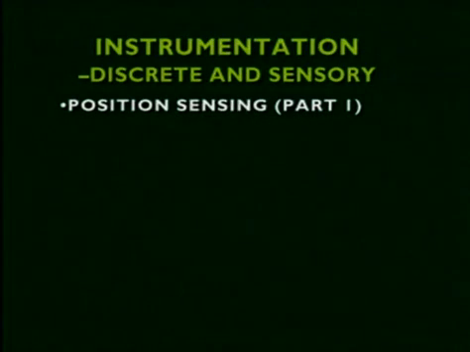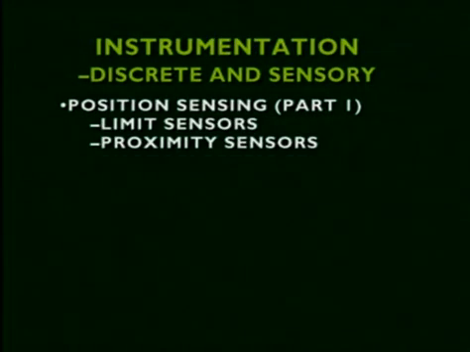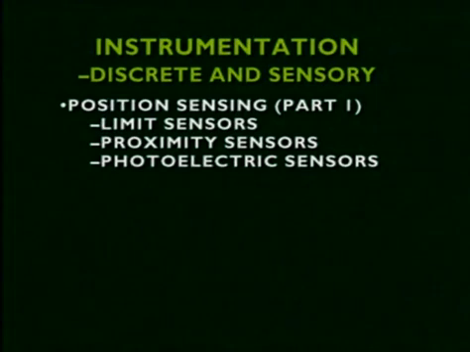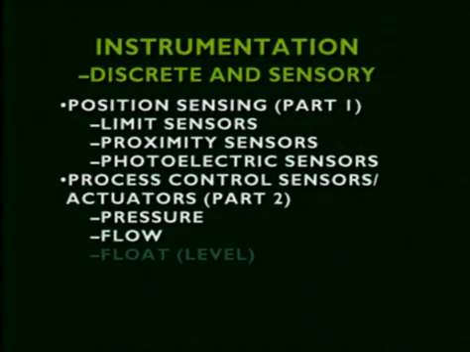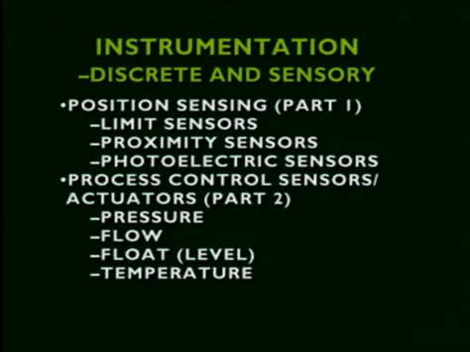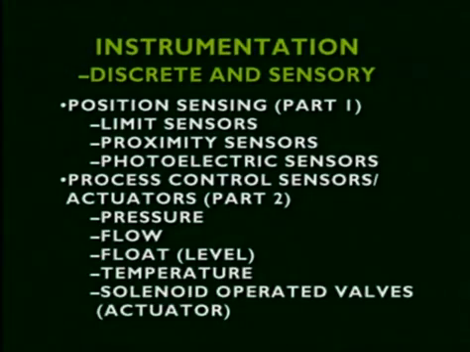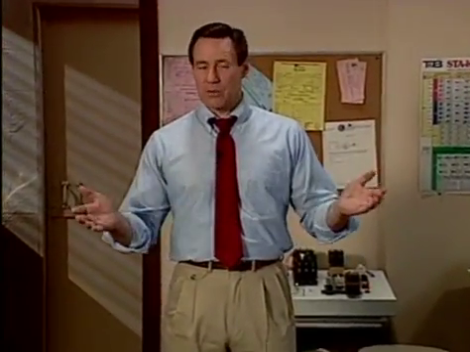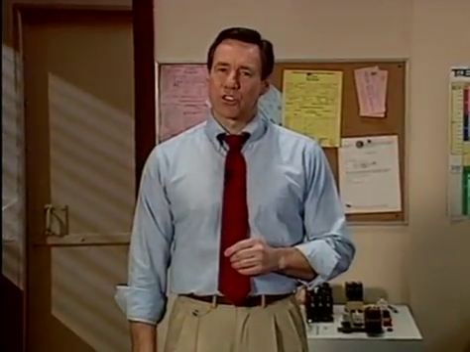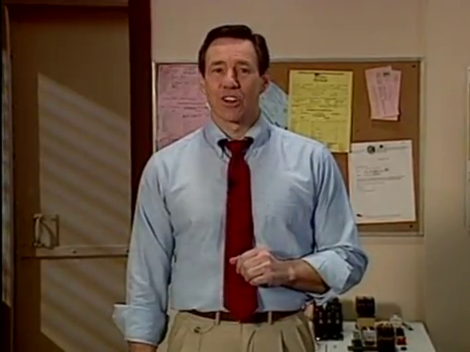Under position sensing, we'll review limit, proximity, and photoelectric sensors or switches, while under process control, we'll cover pressure, flow, float or level, and temperature sensors, and the operation of solenoid valves. We'll begin with sensing switches, which, as the name implies, provide information to a circuit by sensing a physical condition. So, let's start by first looking at limit switches.